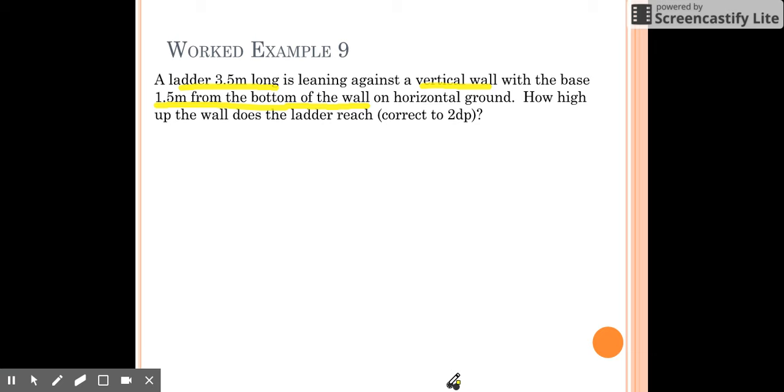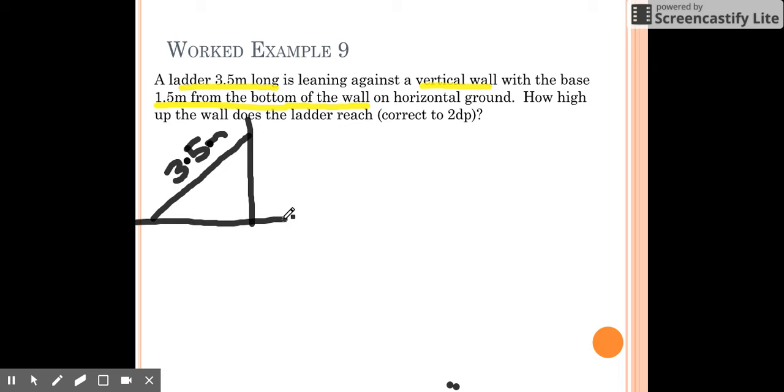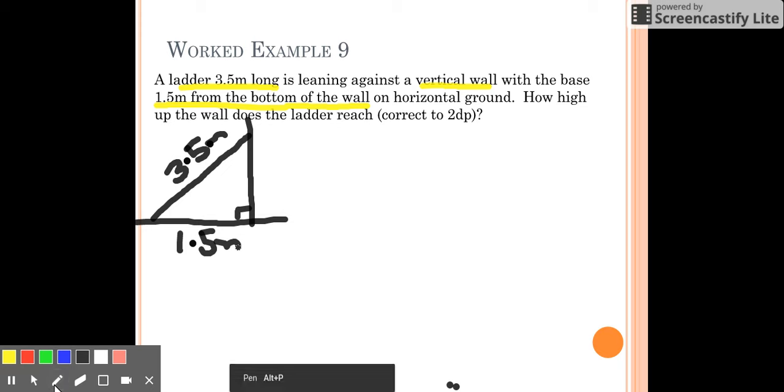So I'm going to go, okay, here's my ladder. My ladder's leaning, and my ladder is 3.5 metres. And then I've got a vertical wall. So here's my vertical wall. Okay. And there's horizontal ground. So if I've got a vertical wall and horizontal ground, they must be at right angles. And the ladder, the base is 1.5 metres. So my question then is asking me, how high up the wall?